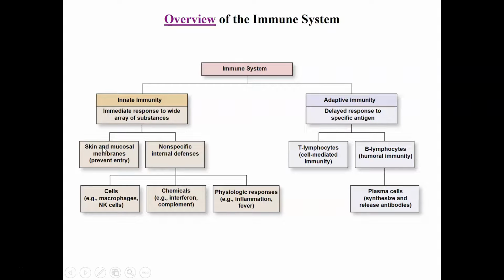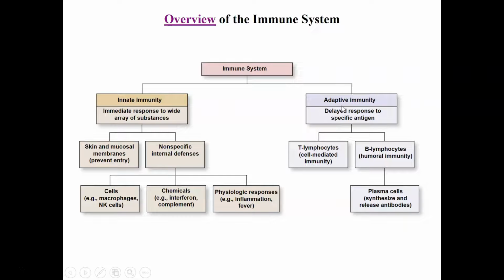If you get through this barrier, which is oftentimes referred to as the first line of defense, then you encounter these internal non-specific defenses. These non-specific defenses can be further broken down into different types of cells, different types of chemicals, which would include proteins, and some responses as well. The main type of response is called the inflammatory response.